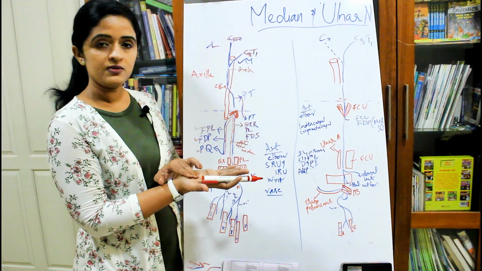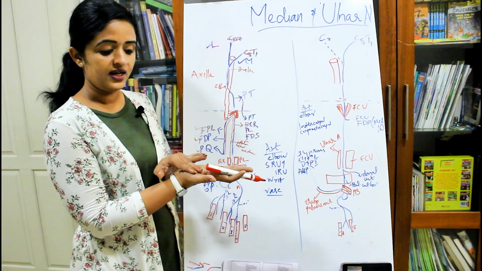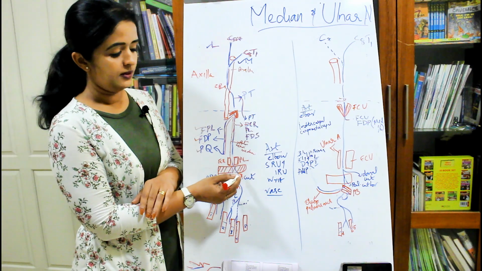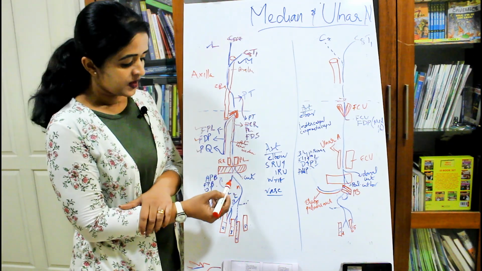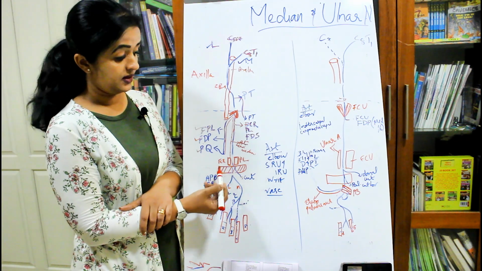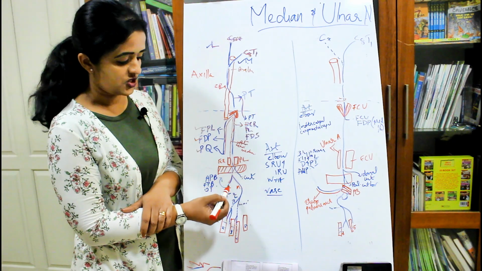So the palmar cutaneous branch is supplying the region over the center of the palm as well as the thenar eminence. So this region of the palm is supplied by the palmar cutaneous branch. After passing through the carpal tunnel, it divides into a medial branch and a lateral branch.